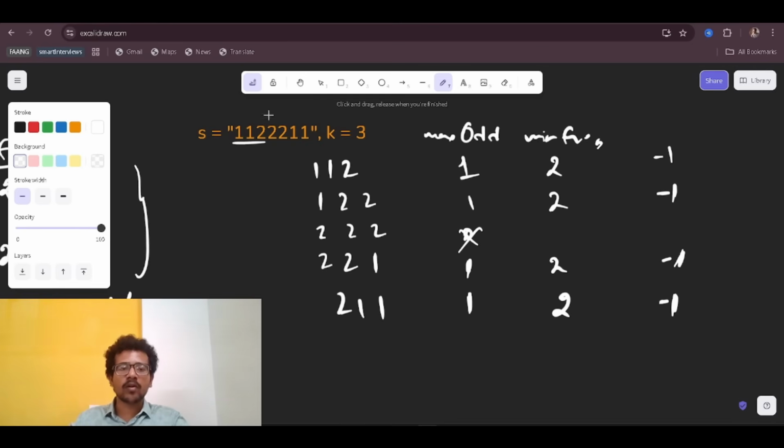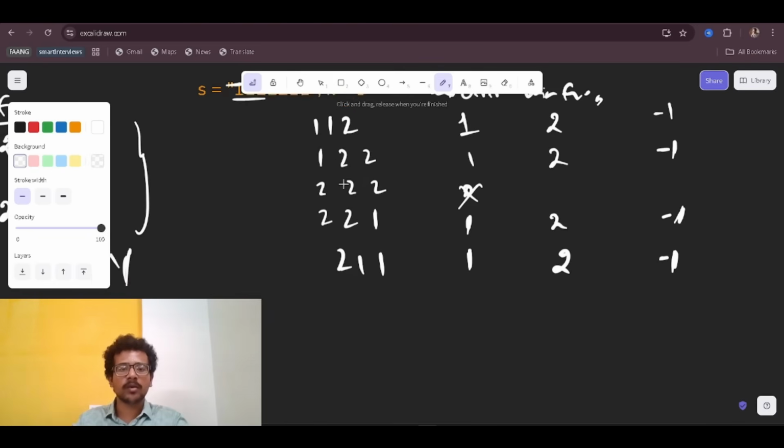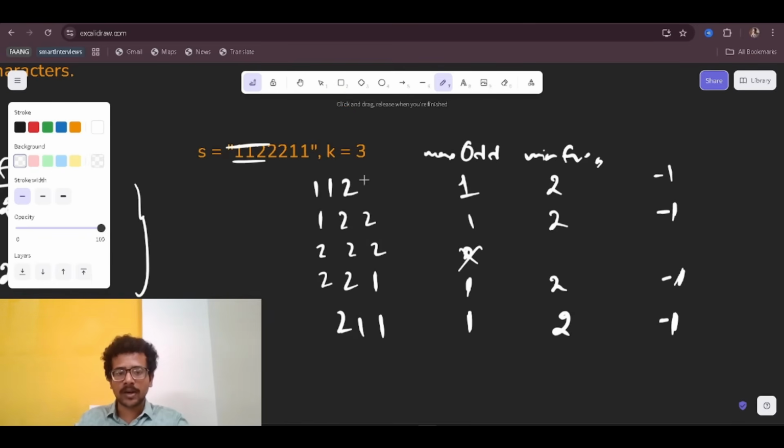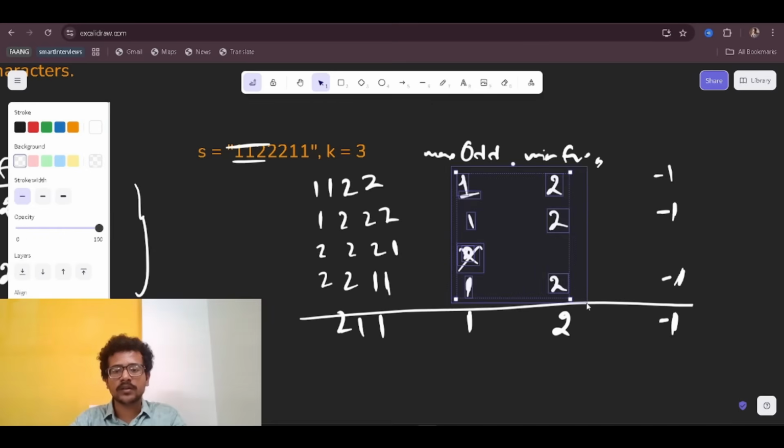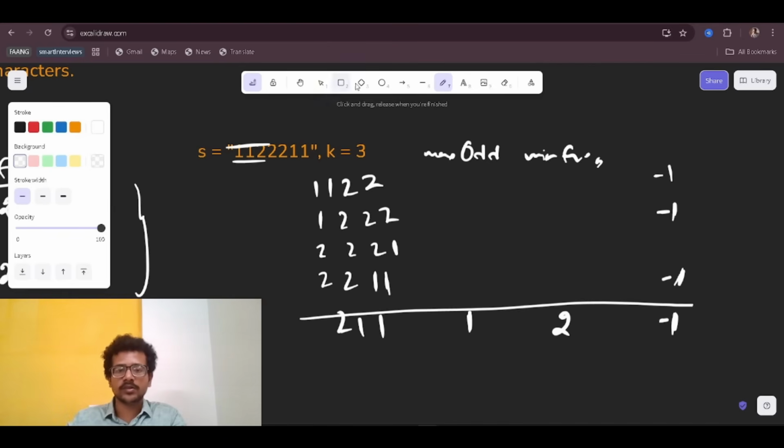Now k can also be 4, right? Double 1 double 2. Let us start there and add a character every time. 1 double 2 and then a 2, triple 2 and then a 1, and double 2 double 1, and this will not be considered. Max odd is just 0 here. There is no character which is occurring an odd number of times, so we don't consider this.